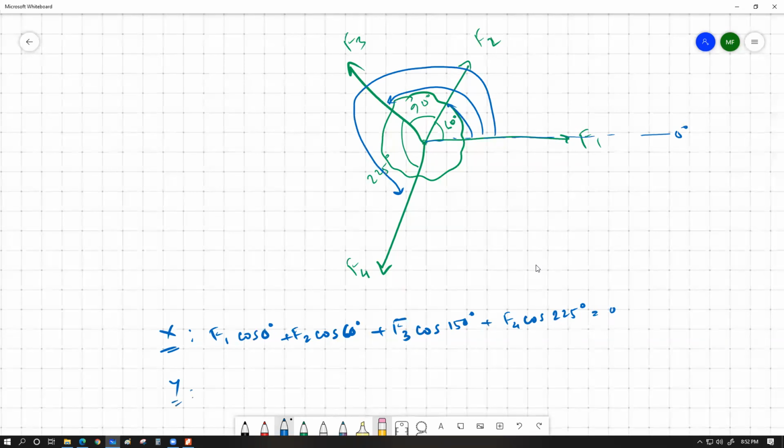And for the y-axis, I can write the same equation where all the cosine should become sine. So I can write F1 sine 0, which is basically 0, plus F2 sine 60 plus F3 sine 150 plus F4 sine 225 should be equal to 0.